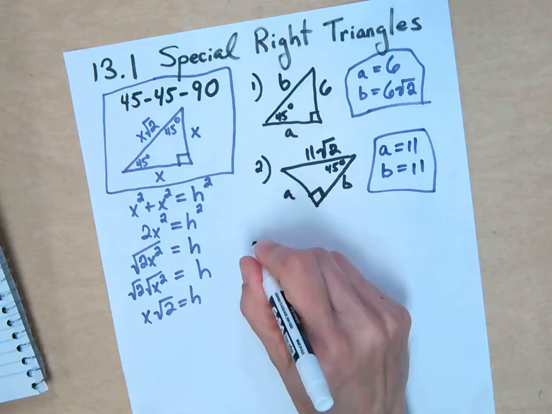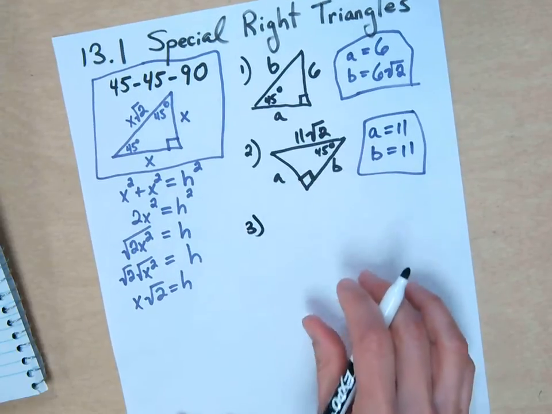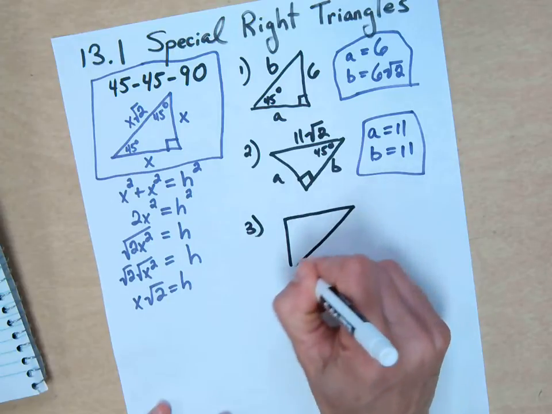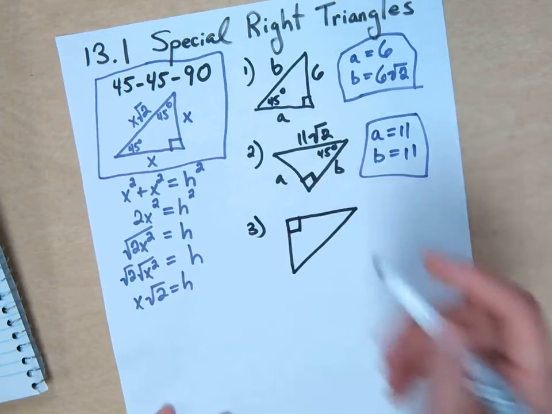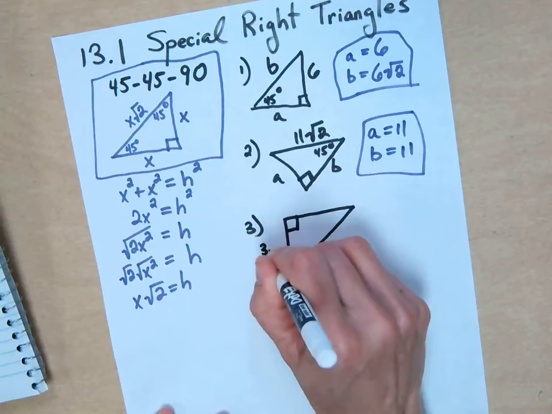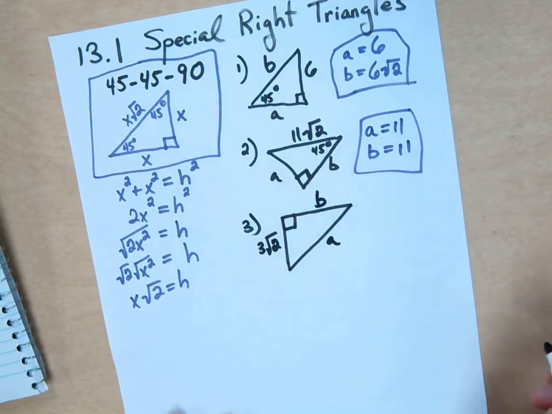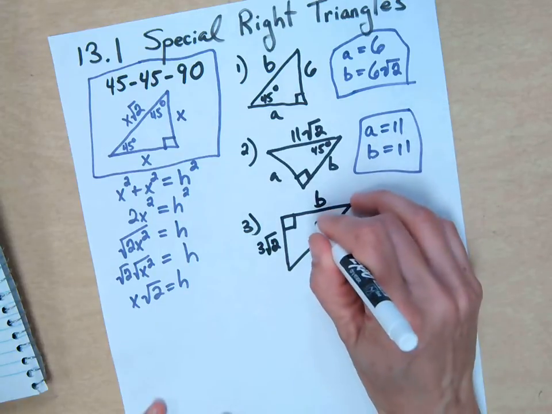But now, of course, I got to throw something else in there. So let's say it looks like this, which is more typical because you have to show some more math. 3 root 2, and this is A, and this is B. And this, of course, these are all 45, 45, 90s.